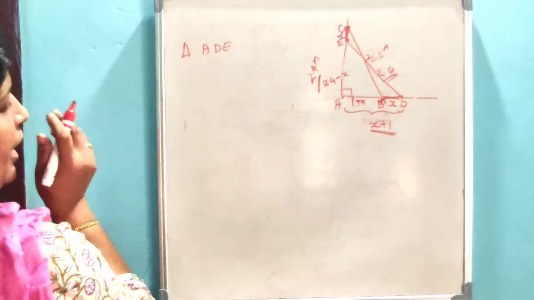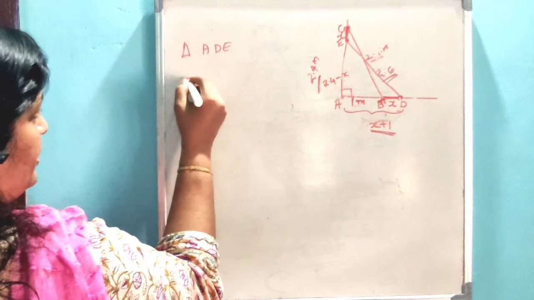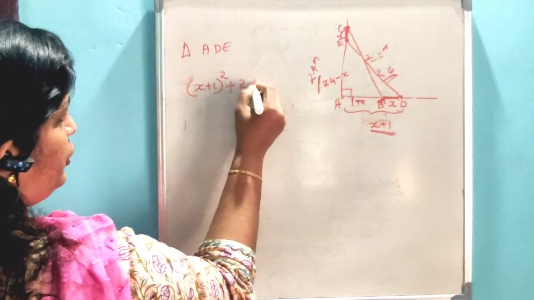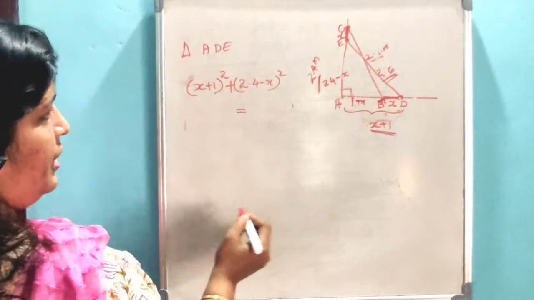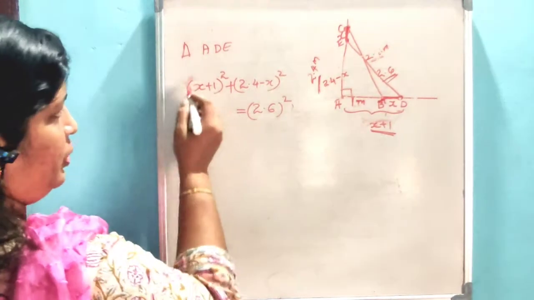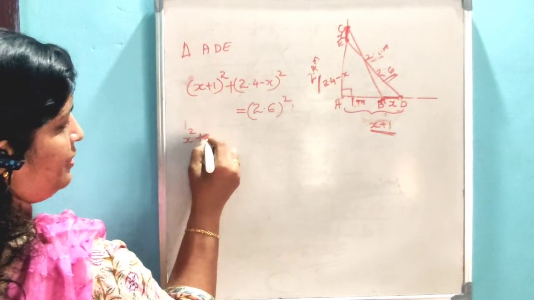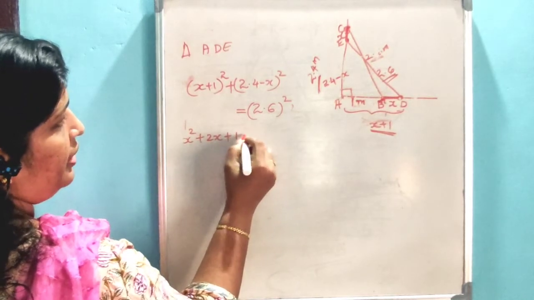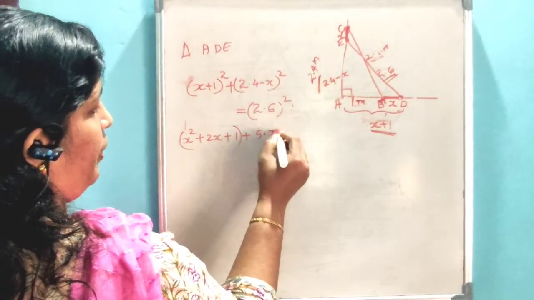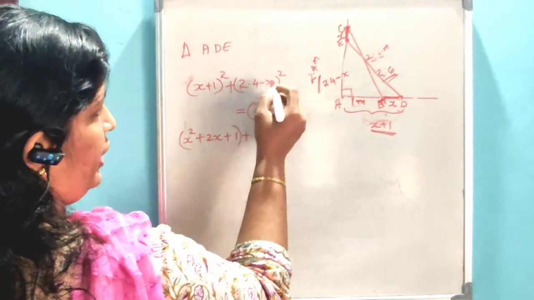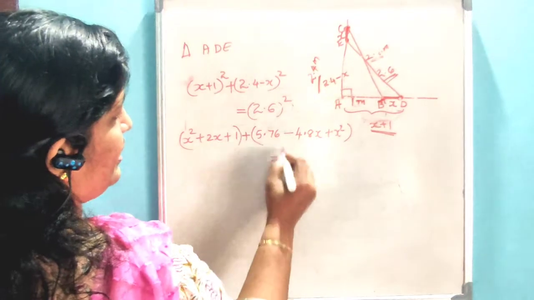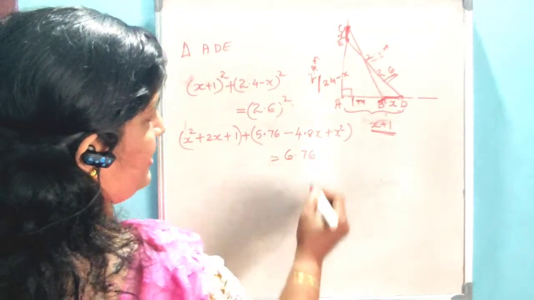Then for any right triangle we have the Pythagoras theorem. So what is the Pythagoras theorem? Base square plus altitude square equals hypotenuse square. Base is x plus 1, whole square, plus altitude 2.4 minus x, whole square, equals 2.6 whole square. Now we need to expand this. x plus 1 whole square is x square plus 2x plus 1, plus 2.4 minus x whole square. 2.4 whole square is 5.76 minus 2 into 2.4 into x, that is 4.8x, plus x square, equal to 2.6 whole square, which is 6.76.